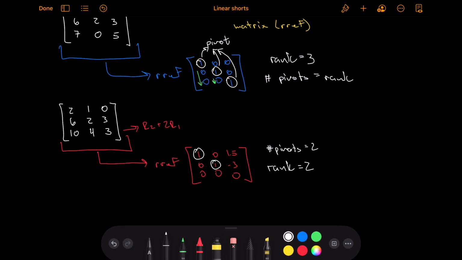Again, all the rows under the pivot are zeros, as you can see in the first column and in the second column. We don't really care about what's to the right of them, because it doesn't necessarily have to be all zeros. In this example, we have a 1.5 and a negative 3.